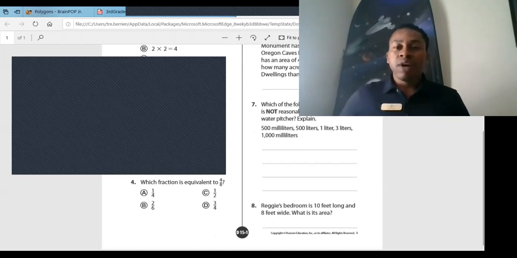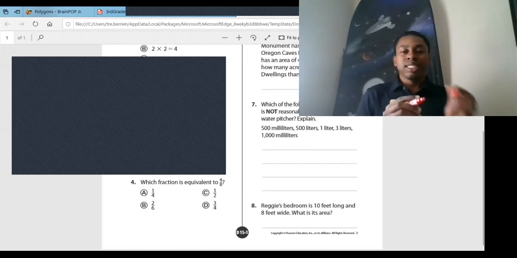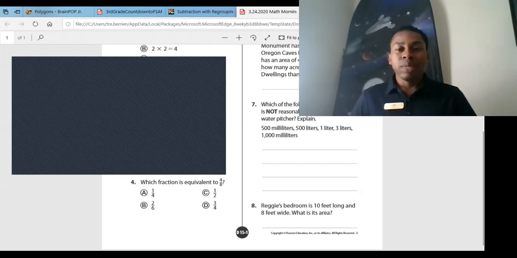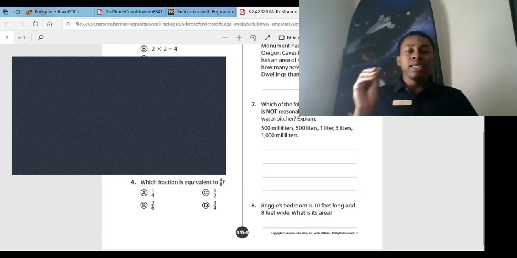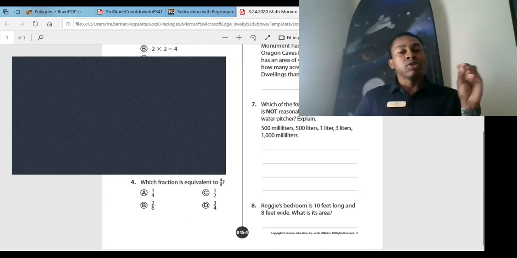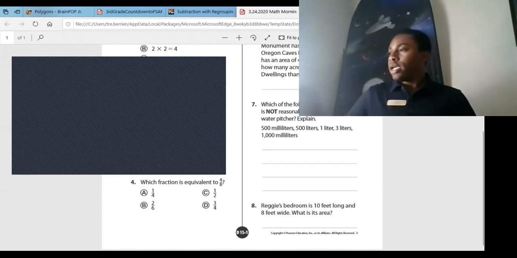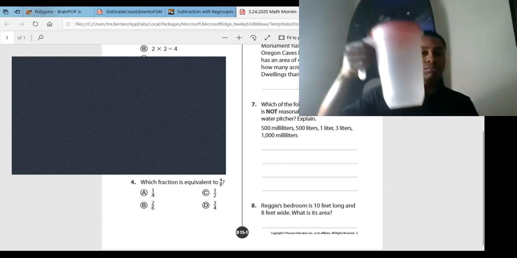Number 7 says, which of the following measurements is not reasonable for the capacity of a water pitcher? Explain. Now, let's see. The options that they gave us were 500 milliliters, 500 liters, 1 liter, 3 liters, and 1,000 milliliters. Now remember, when we're thinking about liters and milliliters, milliliters are small amounts of liquid and liters are large amounts of liquid, okay? Now with me, I have a picture right here.